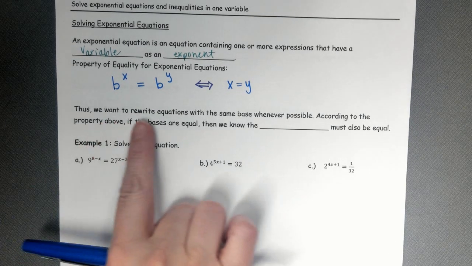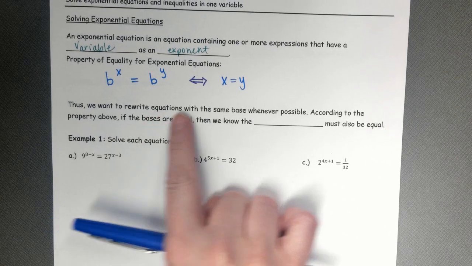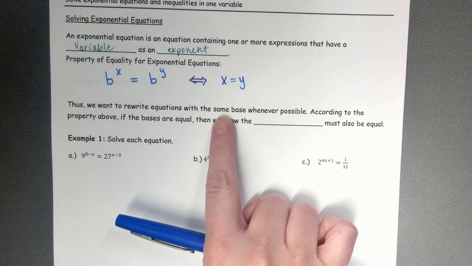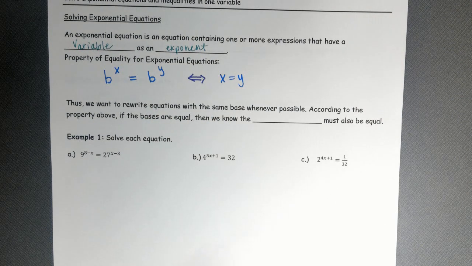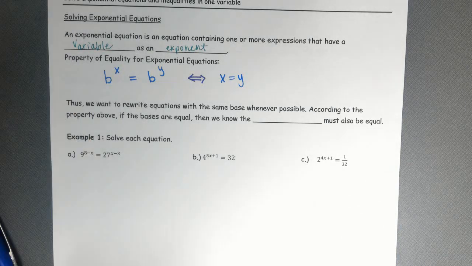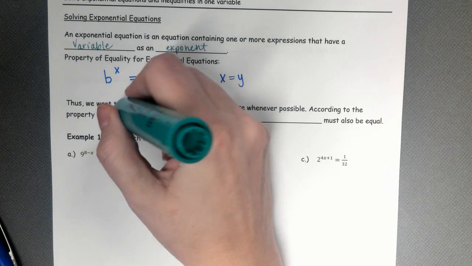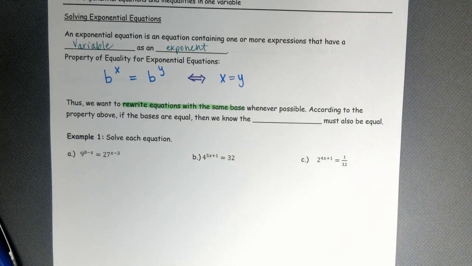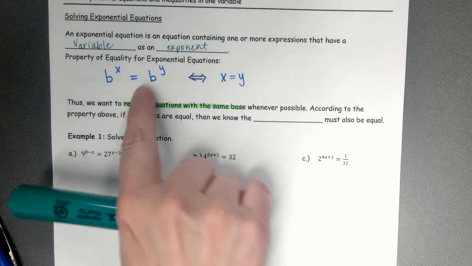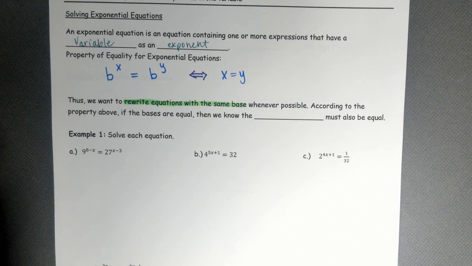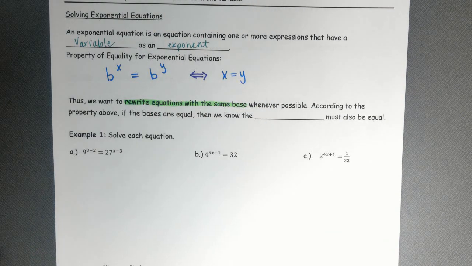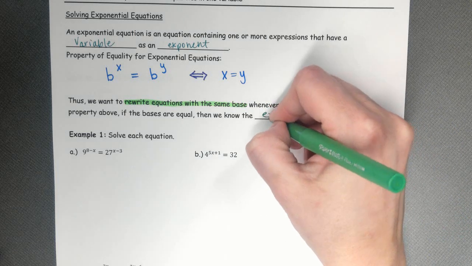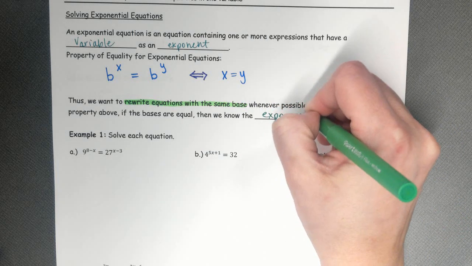So whenever you have an equation, what you want to try to do is write it with the same base wherever possible. That is going to be our goal today. We want to rewrite equations with the same base whenever we can. And that's because, according to this property, if the bases are equal, then we know the exponents must also be equal.